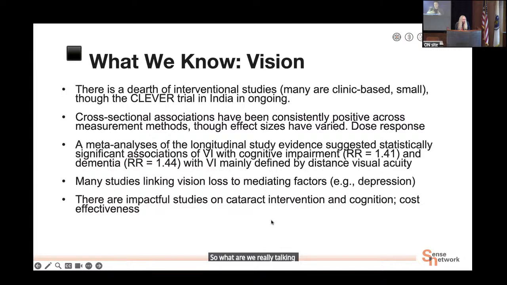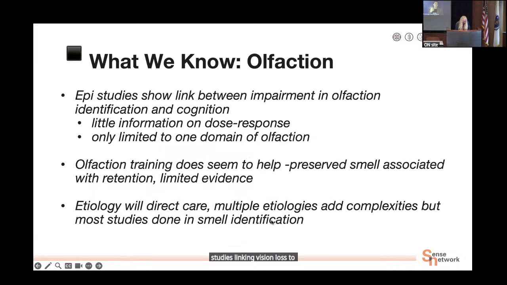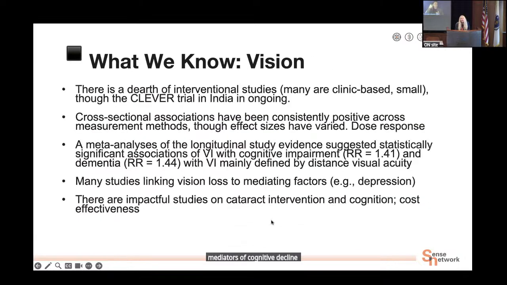And then, same problem with pathways. There are lots of studies linking vision loss to mediators of cognitive decline, such as depression. So I think that has implications for what your goal is. Is it just around cognition, or is it more of a whole person health perspective, where you're trying to improve healthy aging, not just brain function? And then there's lots of information around cataract: cataract interventions and their cost effectiveness and effectiveness on cognition.